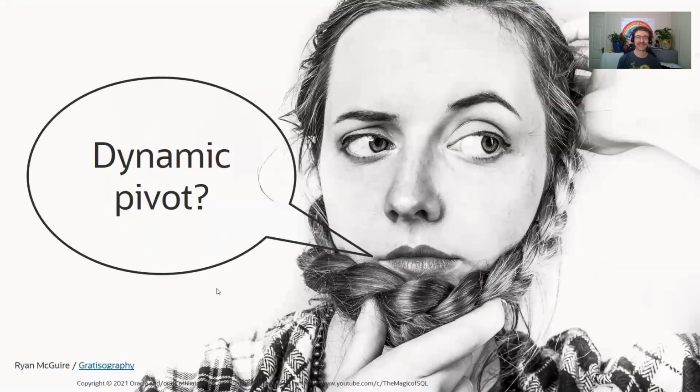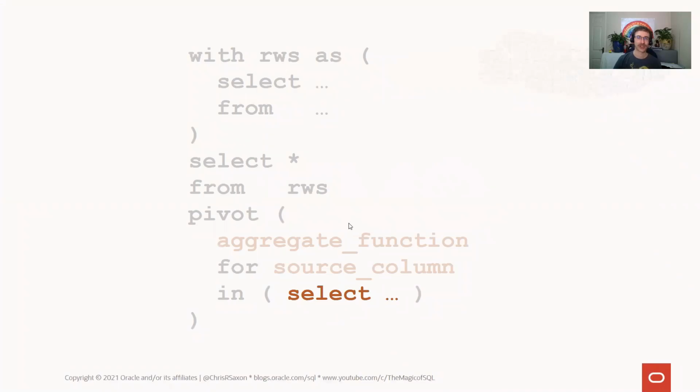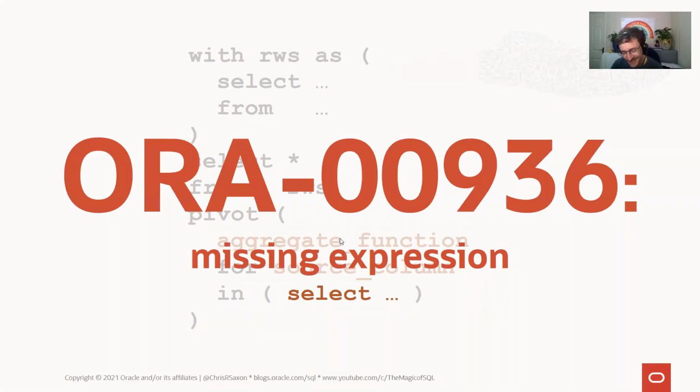So probably the biggest asked question is, can we do a dynamic pivot so that essentially we have the values that we are generating the results for based on a query, right? Most common question I get related to pivoting. And as many of you probably know, if you try and run this query, what happens? Well, you get an error, right? You can't just put a subquery in that in clause and have it do what you want it to, generate columns with those values.